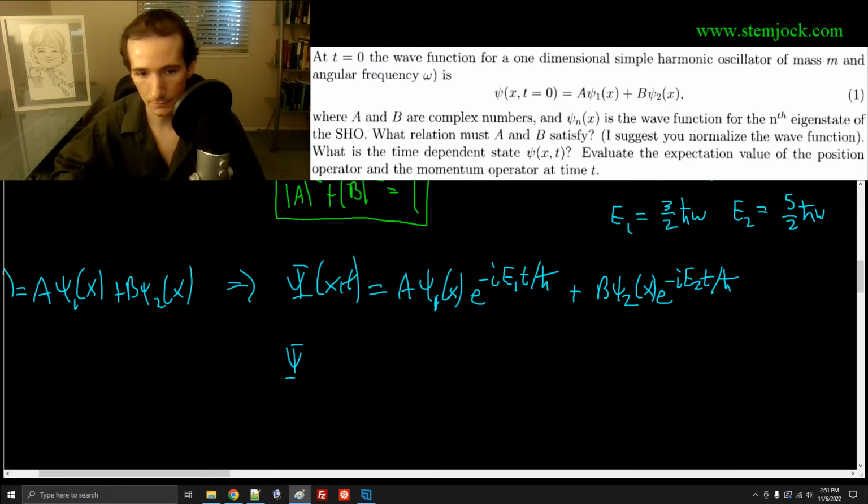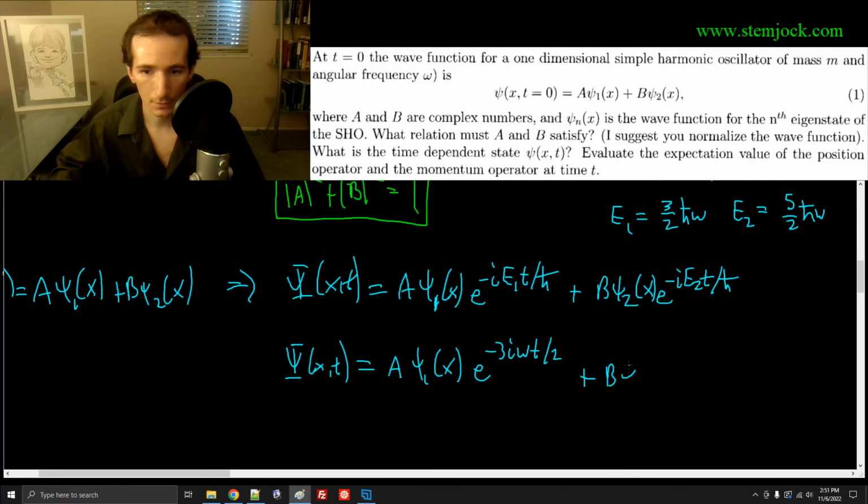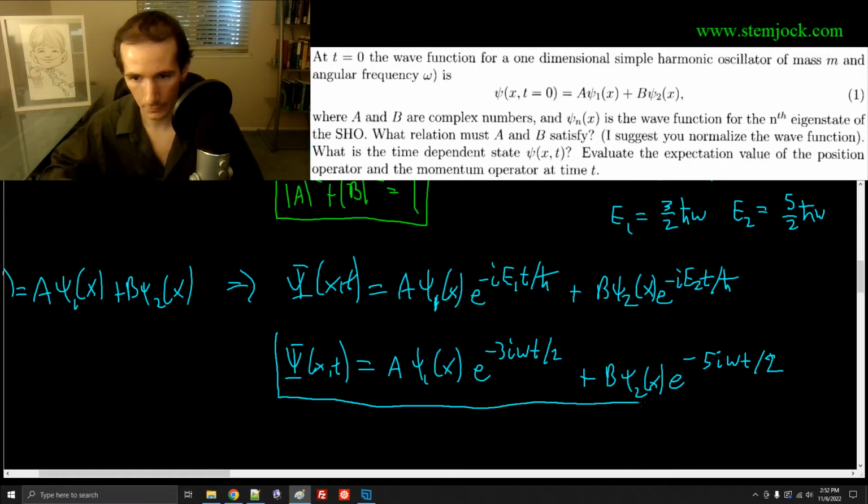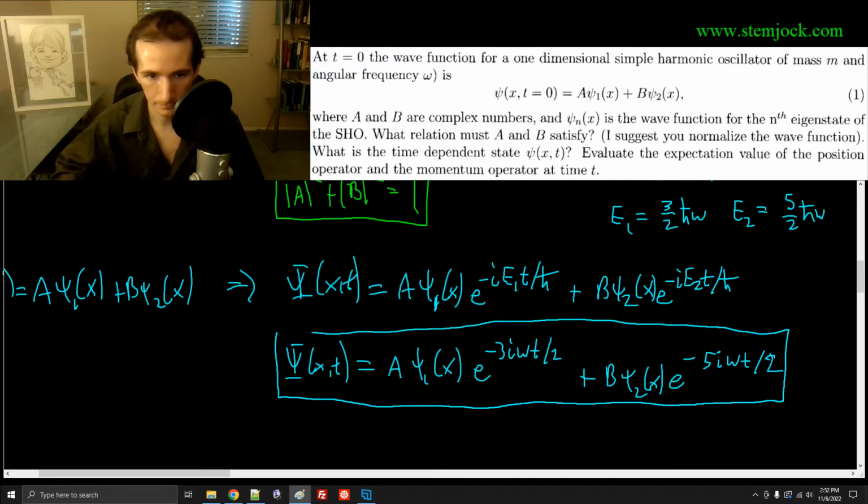then is psi(x,t) = a psi_1(x) e^(-3iωt/2) + b psi_2(x) e^(-5iωt/2). And this is our final answer for the wave function at any future time t.